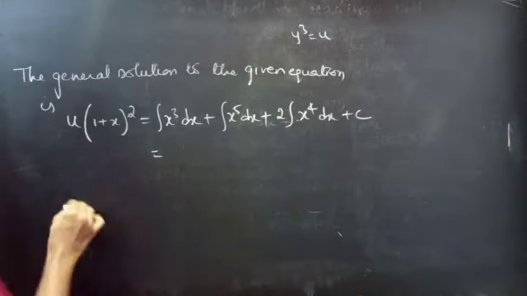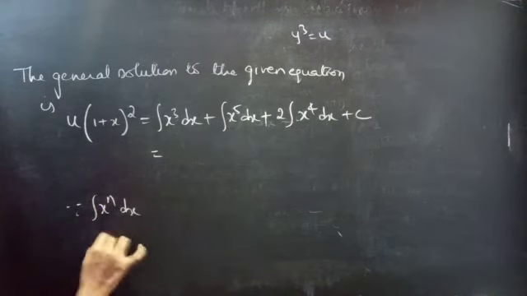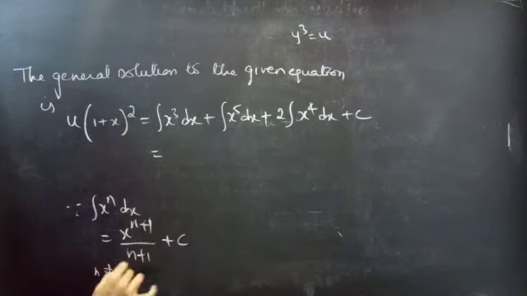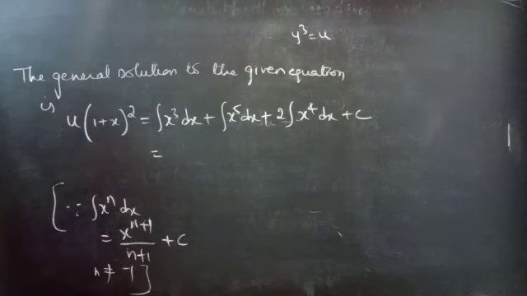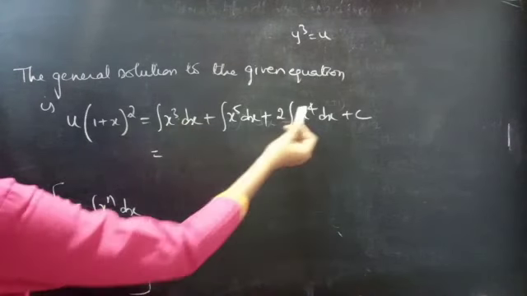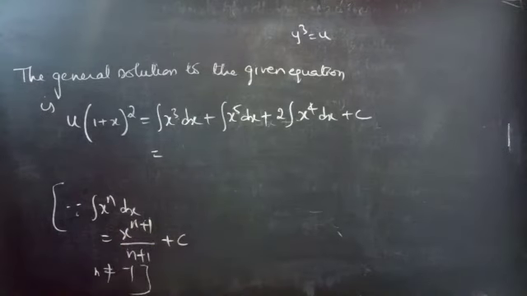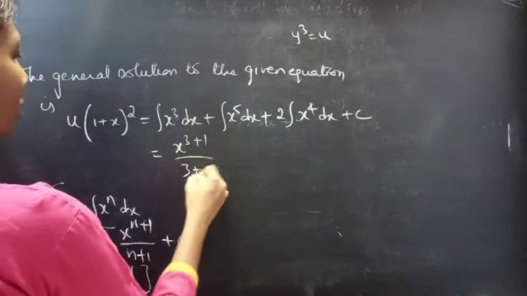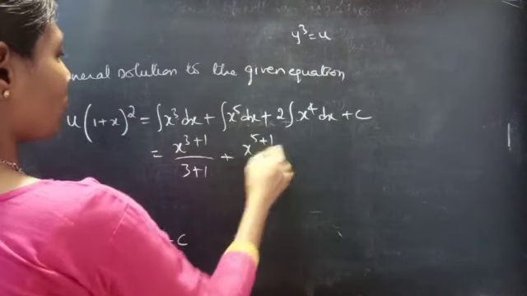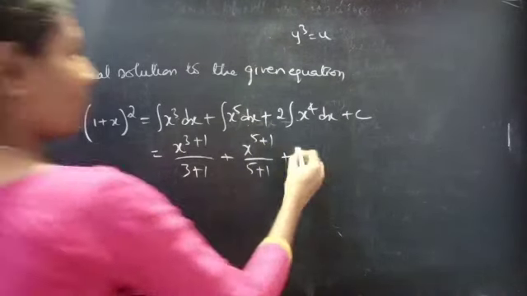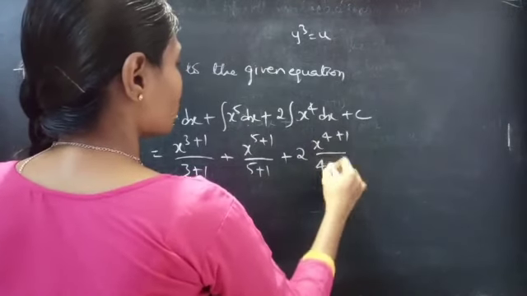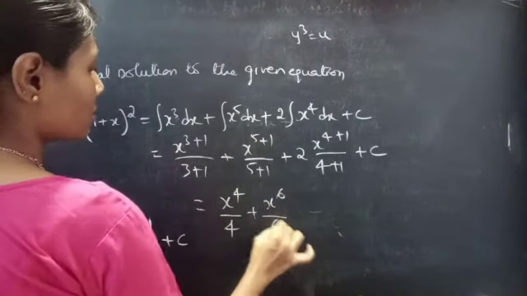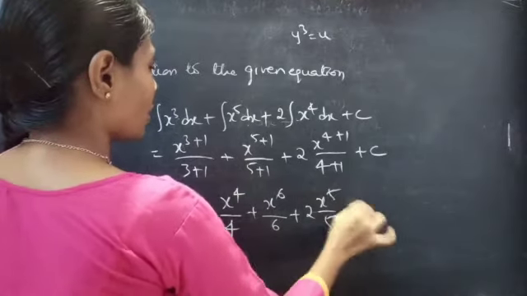Since we know that integral x power n dx equals x power n plus 1 by n plus 1 plus integral constant c, where n is not equal to minus 1, and here you have n equal to 3, 5 and 4, which is not equal to minus 1, we can apply this formula for all three integrals. We'll get x power 3 plus 1 by 3 plus 1, that is x power 4 by 4, plus x power 5 plus 1 by 5 plus 1, x power 6 by 6, right? Plus 2 into x power 4 plus 1 by 4 plus 1, plus integral constant c. This equals x power 4 by 4 plus x power 6 by 6 plus 2 into x power 5 by 5 plus c.